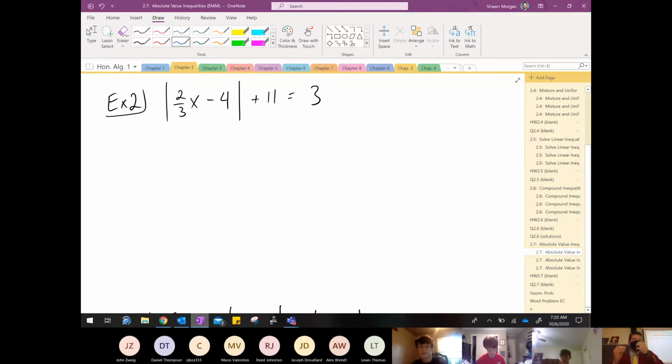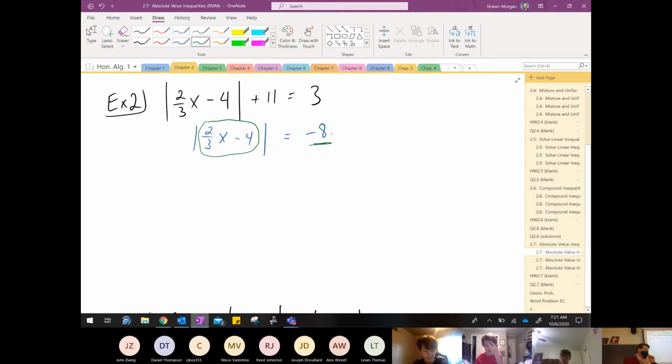So if we subtract 11 from both sides, we're going to get -8 on the right, and we have the absolute value on the left. And what does that mean? When we look at an absolute value problem, we're saying this expression, 2/3 x minus 4, is this far away from 0 on a number line. Now, when I consider distance, I consider it to always be what? Positive. Distance isn't negative.